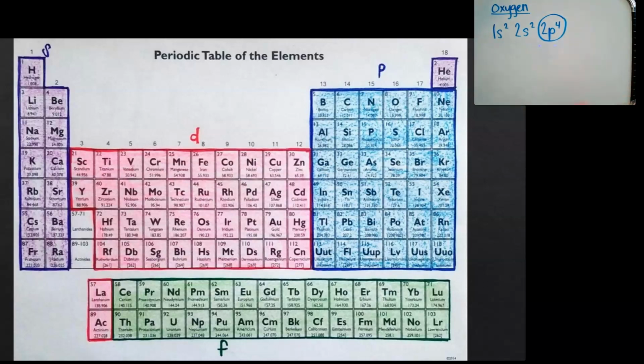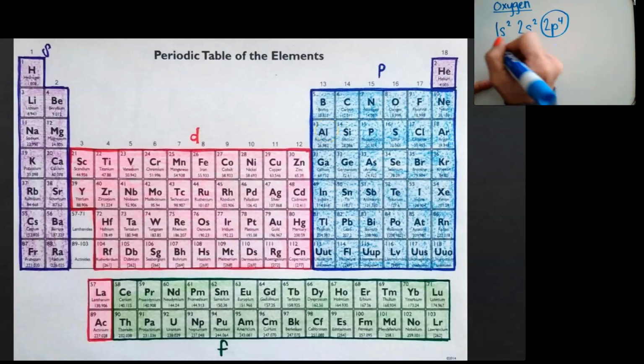This is a coordinate on the periodic table. It is 2 rows down in the p block, 4 columns over, 2p4, and we have found oxygen here. This is like the Rosetta Stone of the periodic table. This is going to make the periodic table make a lot more sense to you.